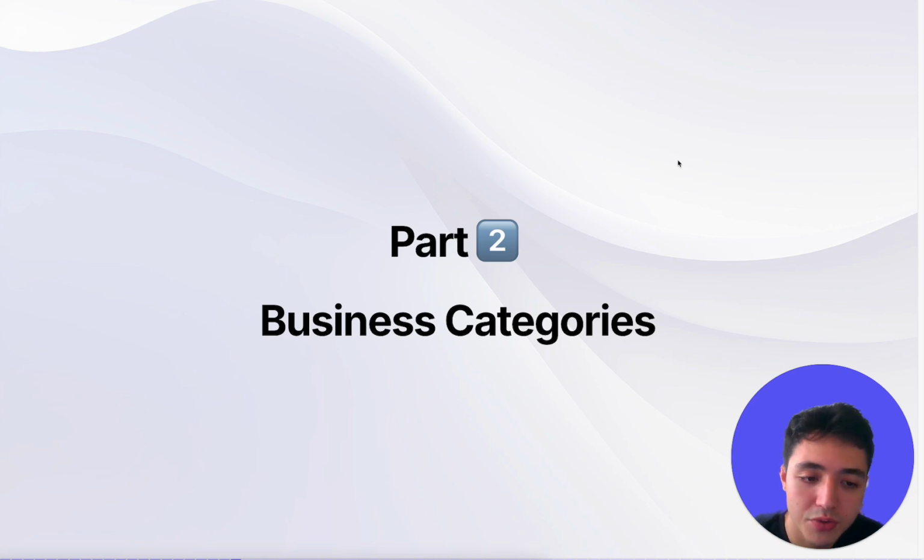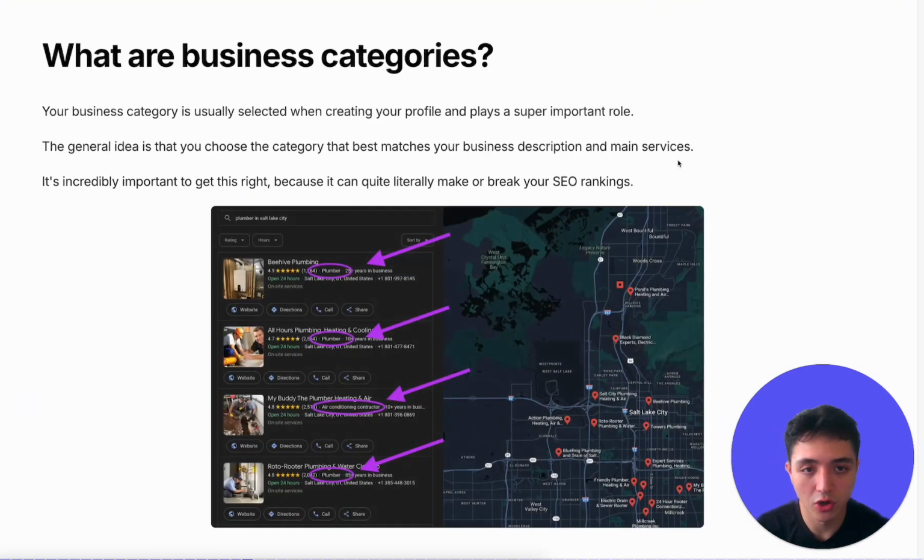So moving on to the next most important thing, which is going to be your business categories. Your business category is essentially what you select when you're first creating your Google business profile, and this plays an extremely important role in ranking highly on Google. The general idea here is that you need to choose the category that best matches your business description and your main services. And it's incredibly important that you get this right, because this can quite literally make or break your SEO rankings, right?